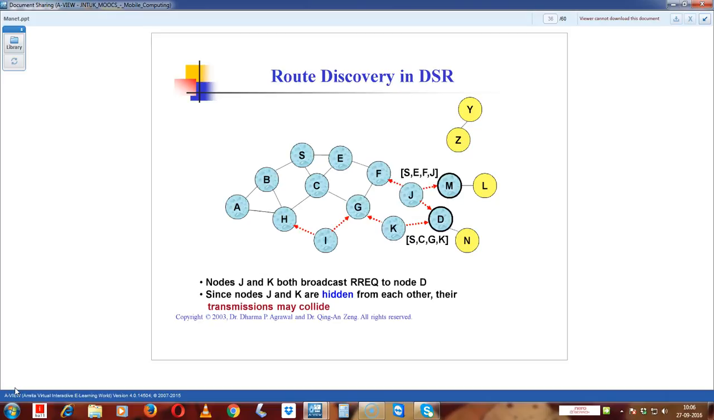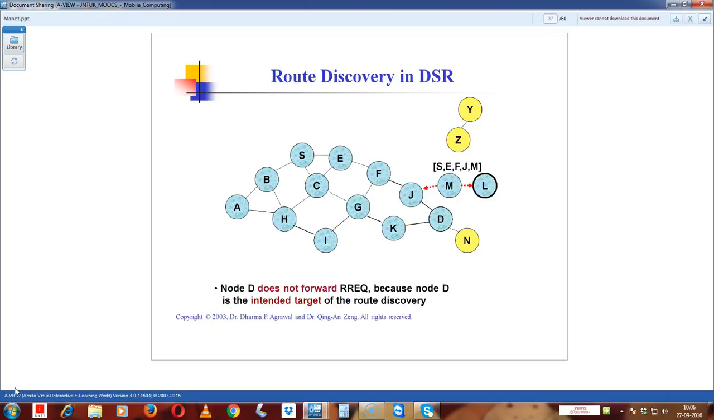So once J broadcasts to D, D is the destination to which you want to send the data from S. Now here we got it. Since D is the destination, node D does not forward the route request because node D is the intended target of the route discovery. Now we found out the route actually. So now we will send the route reply packet from destination to source.